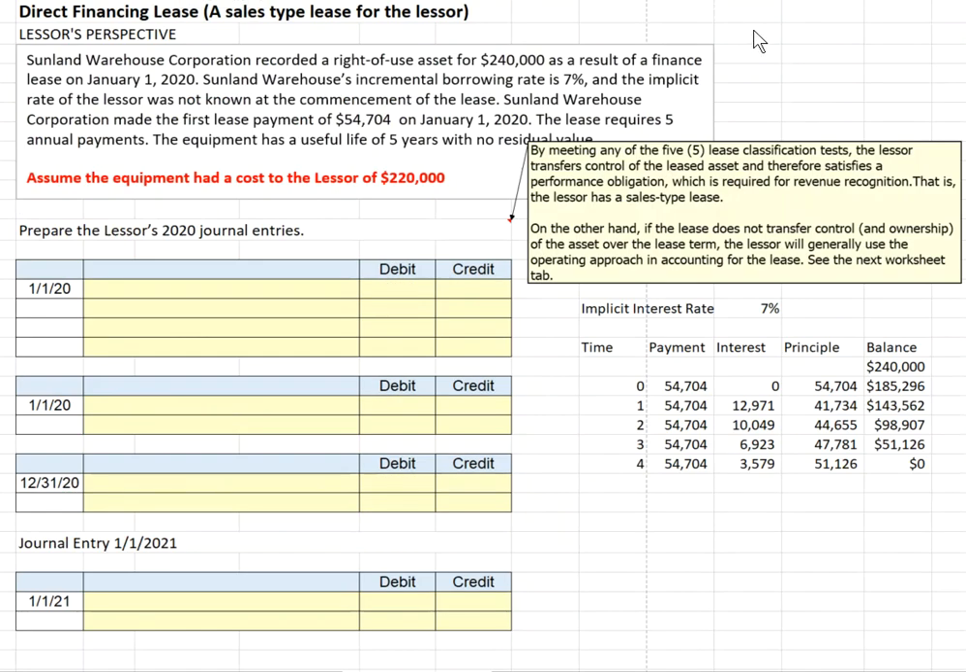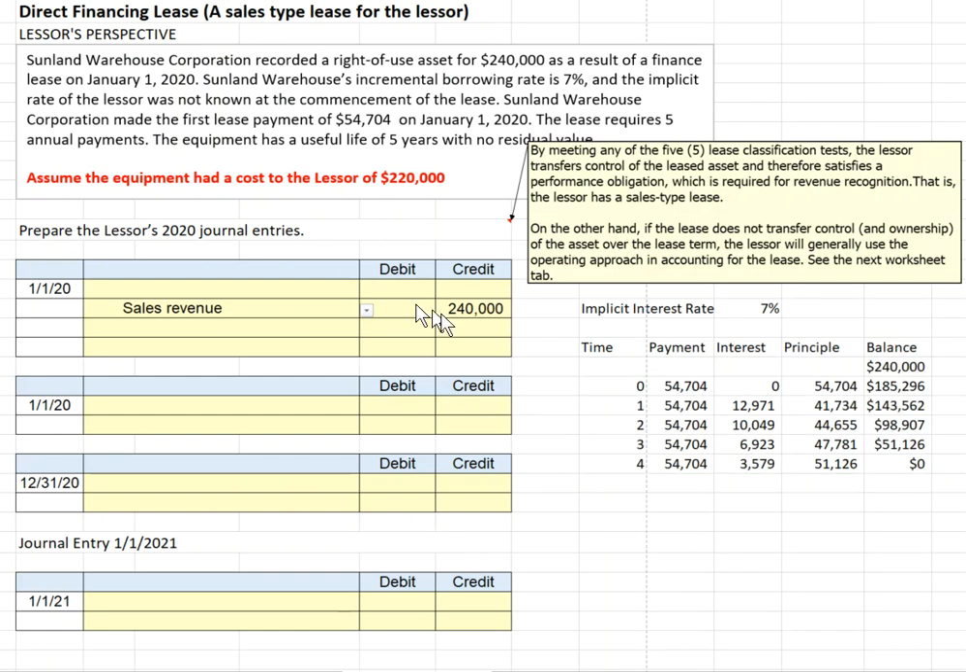Let's look at the same transaction from the lessor's perspective. We've got all of the same information, but we're going to assume that the equipment had a cost to the lessor of $220,000. We've got the same implicit interest rate, and we have the same amortization table for the lease obligation.